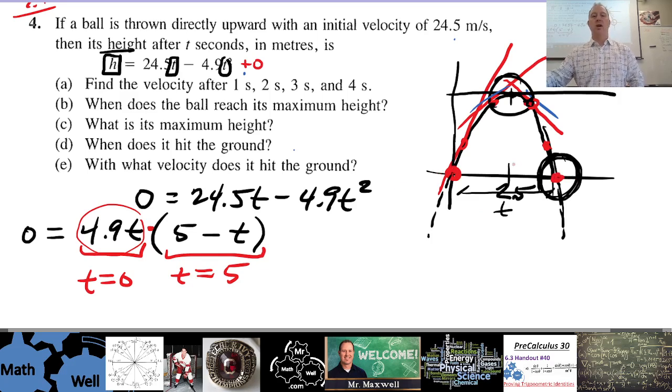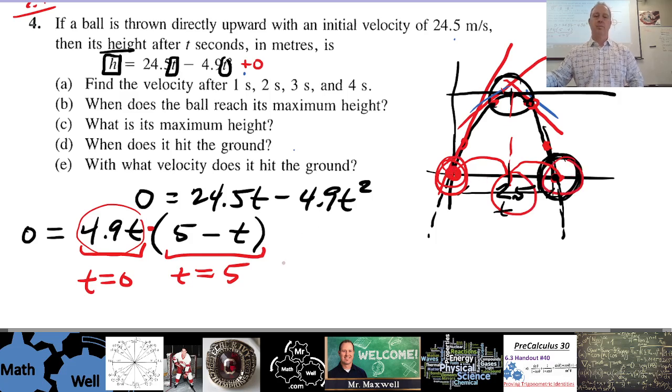You could have actually gone from knowing that this y-intercept is zero, you know that the vertex is at 2.5, so guess what? You know that the other intercept is equal distance away from the axis of symmetry, so you could have viewed it that way too. That if this is a zero intercept, this is 2.5, this one has to be 5.